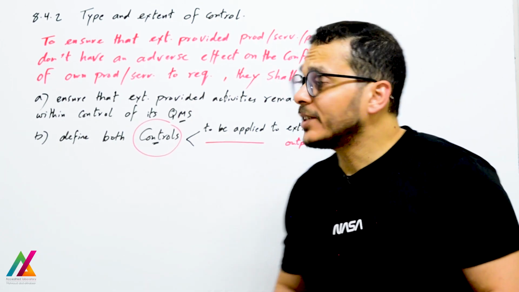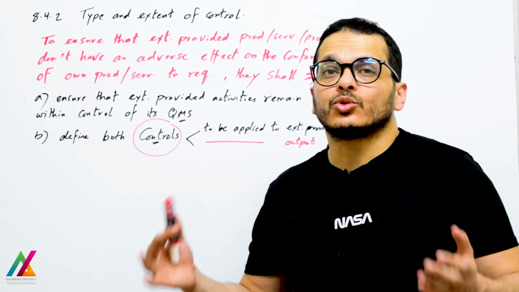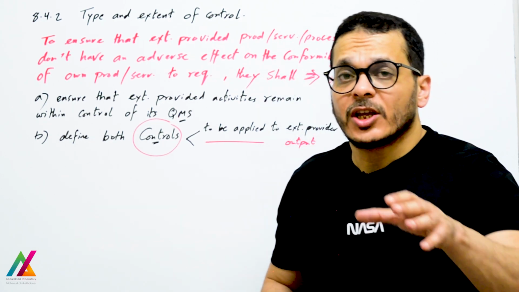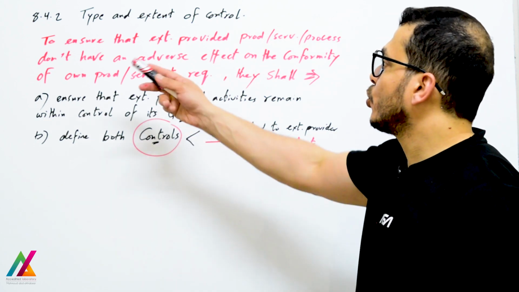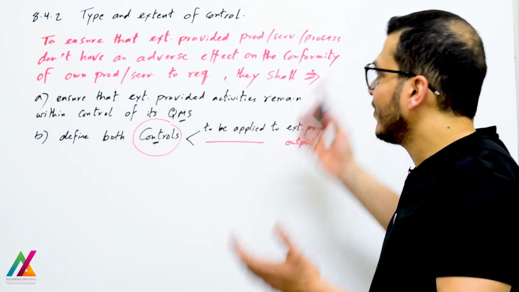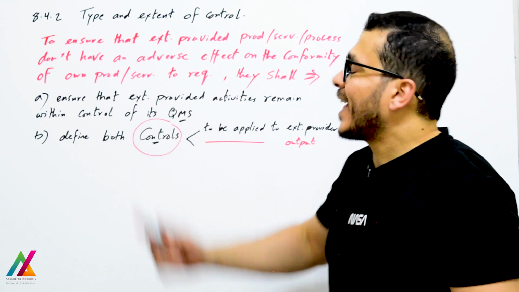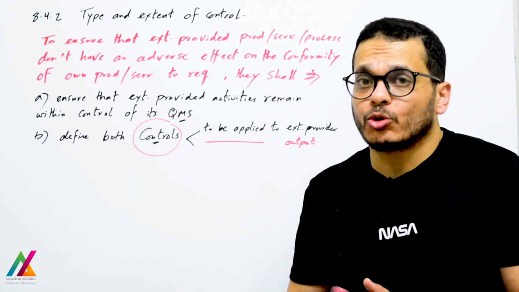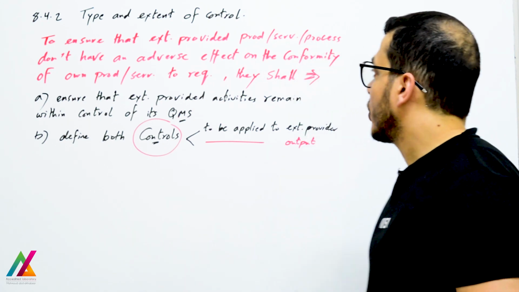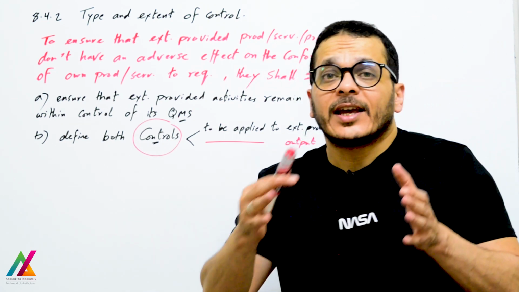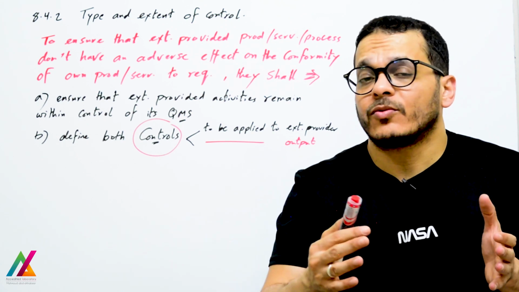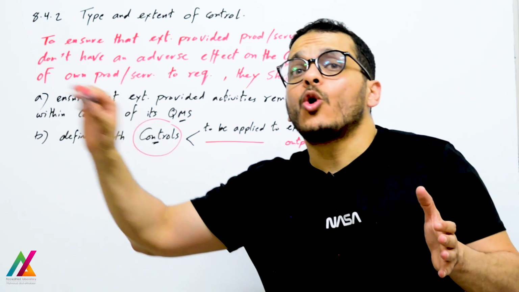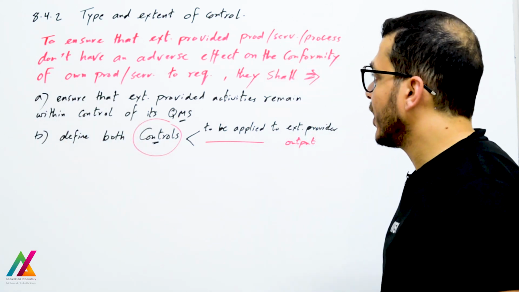And the second point, type and extent of control. What are the controls that you will apply to the product, service or process provided by the external provider, to ensure that externally provided products, services and processes don't have an adverse effect on the conformity of your own product or service to the input requirements? To ensure that the service or activity provided by the external provider will not affect the conformity of the product to your own or input requirements from the beginning.